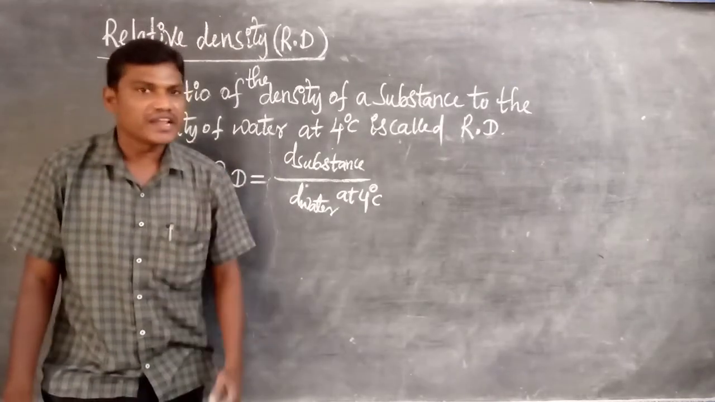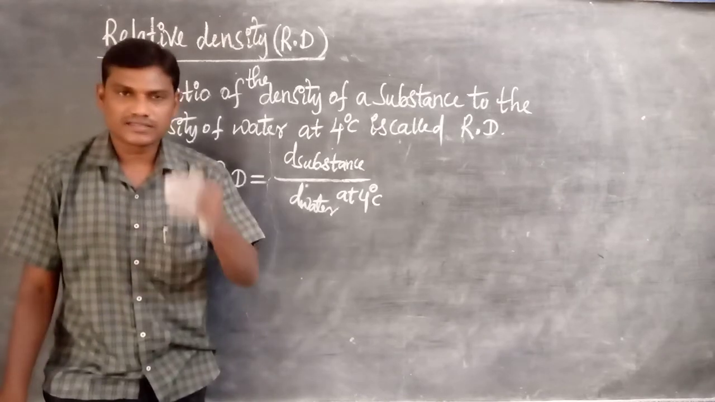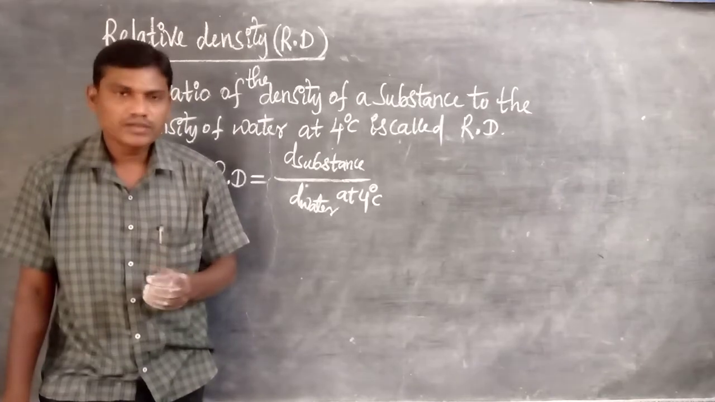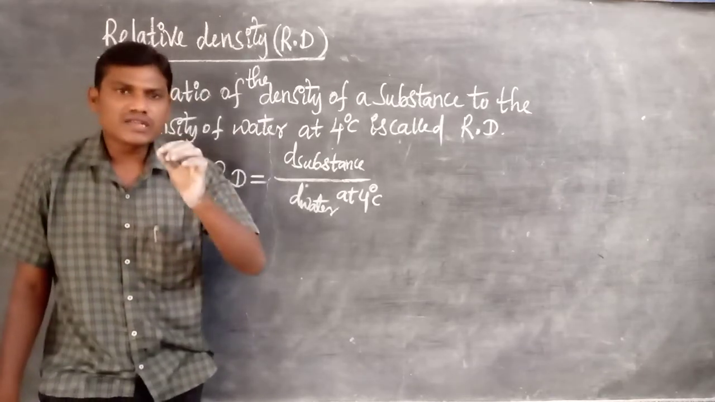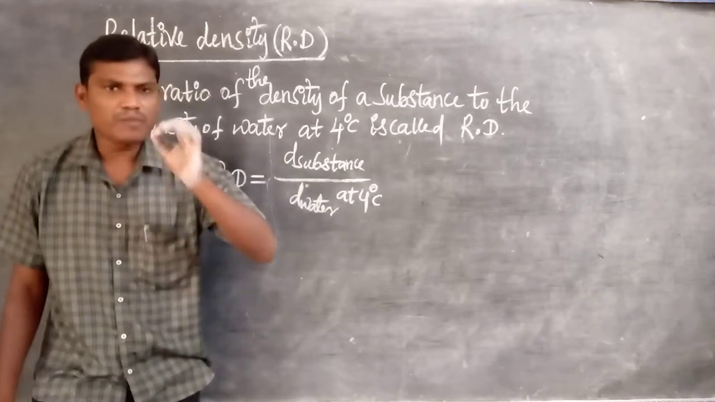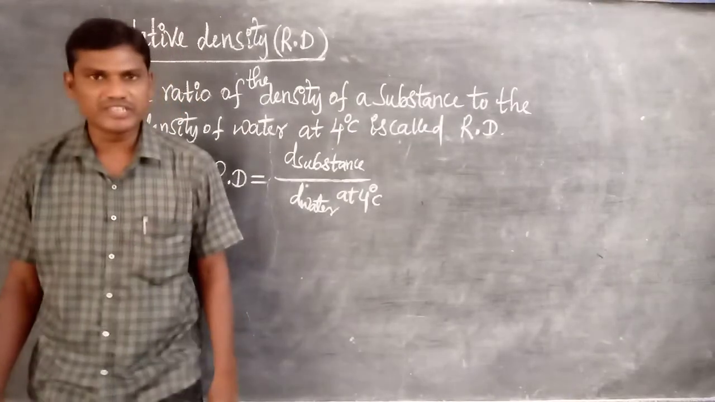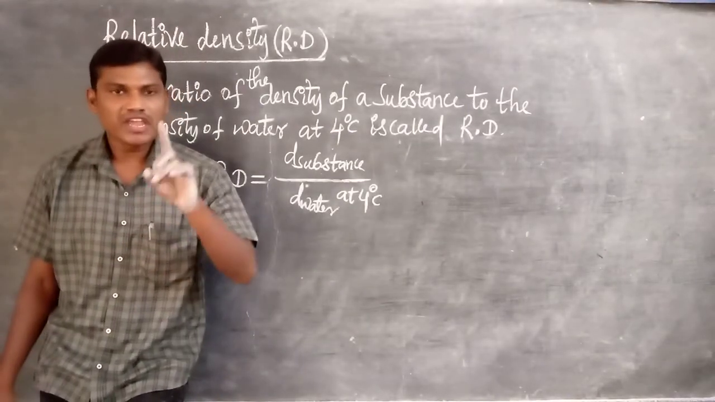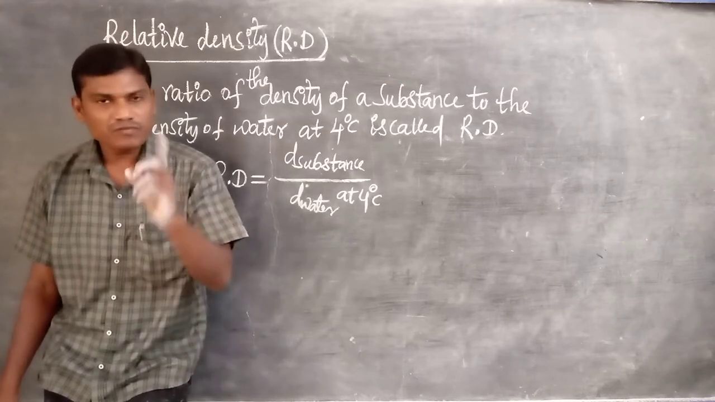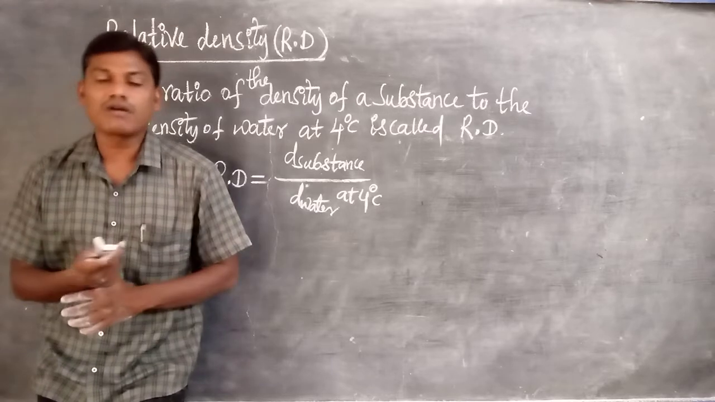So we know that in the previous class we discussed, at the 8th standard level, the anomalous expansion of water. Water has a special or peculiar behavior called anomalous expansion. What is that? From 0 to 4 degrees, it starts contracting instead of expanding. From 4 to 0, it starts expanding instead of contracting.